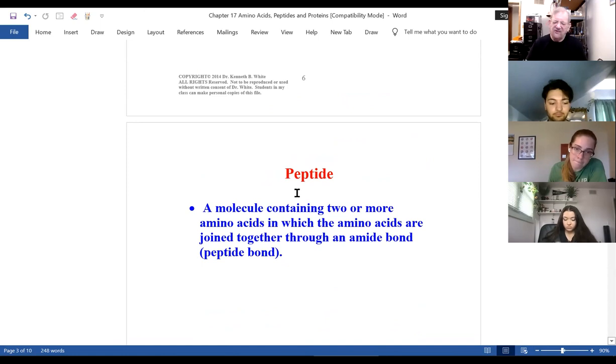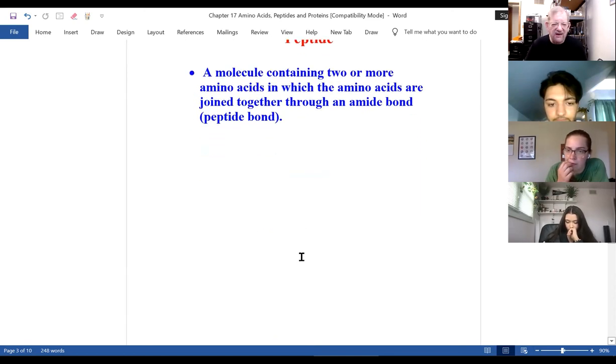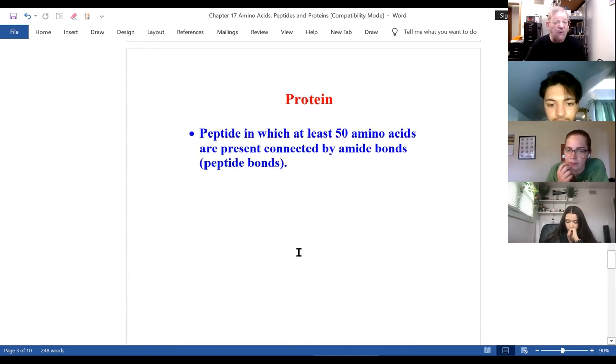Now, what is a peptide? Switches off here. A peptide is a molecule containing two or more amino acids, which the amino acids are joined together. This is Dr. White's writing, an amide bond, but everybody else would call it a peptide bond if you were a protein chemist. Now, why they had to come up with a new name? Don't know, but they did. Nobody asked me. I wasn't alive probably when this happened. Now, what's a protein? A protein is a peptide where you have at least 50 amino acids present connected by amide bonds. I'll never ask on a test what's a protein, but other classes. Now, think about that. A protein is a polymer that's a polyamide. It's a lot of, let's call it amino acids.